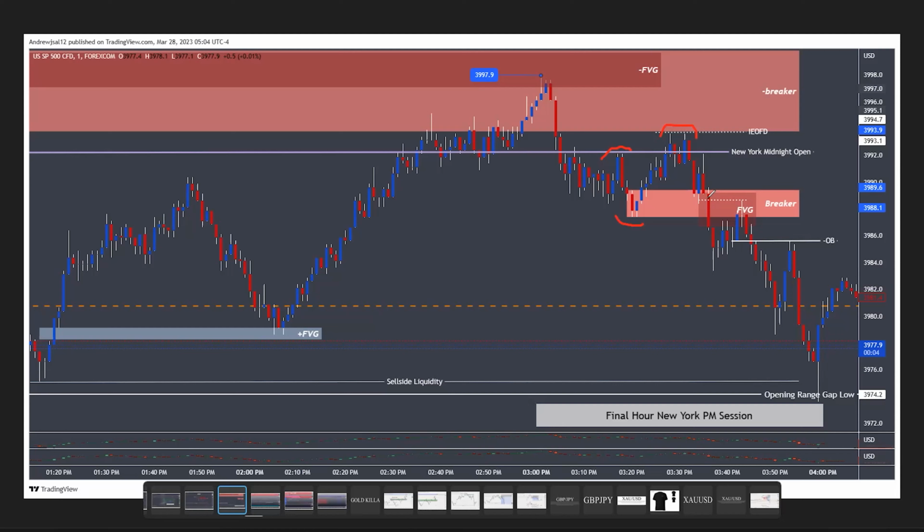What do we have with it? We have this fair value gap that forms this big displacement candle, right? So we have our breaker plus our fair value gap, caps in. We're also inside of our final hour, heading back down towards our opening range gap low. Trade down, back up into an order block here, and ultimately sell side down here.